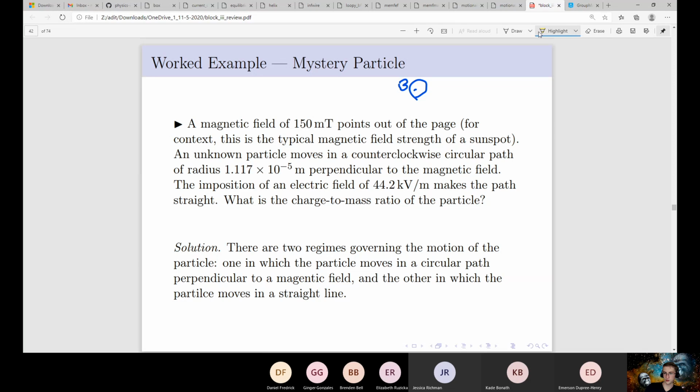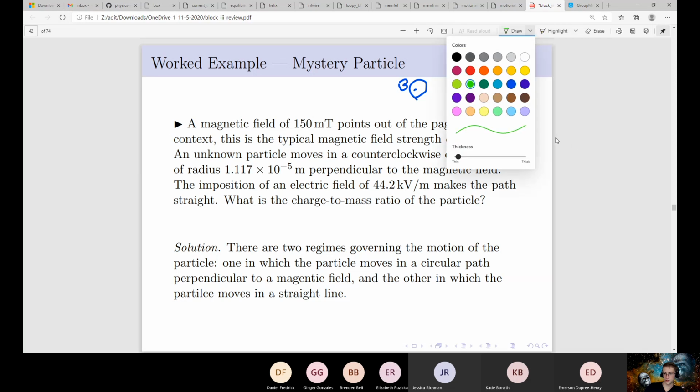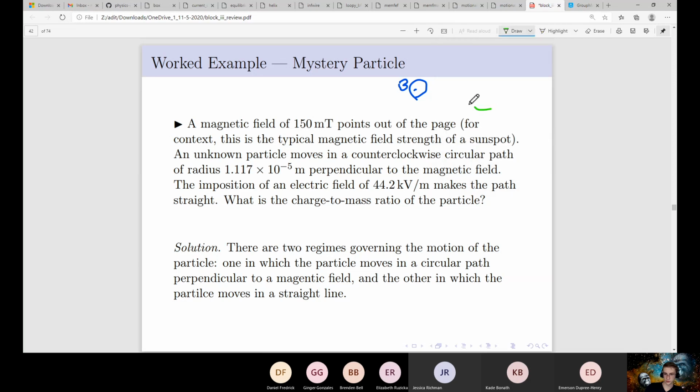And then we have a particle that's moving in a circular counterclockwise path with a known radius. And if I impose an electric field of 44.2 kilovolts per meter, that makes the path straight. So now we're being told to find the charge to mass ratio of the particle.